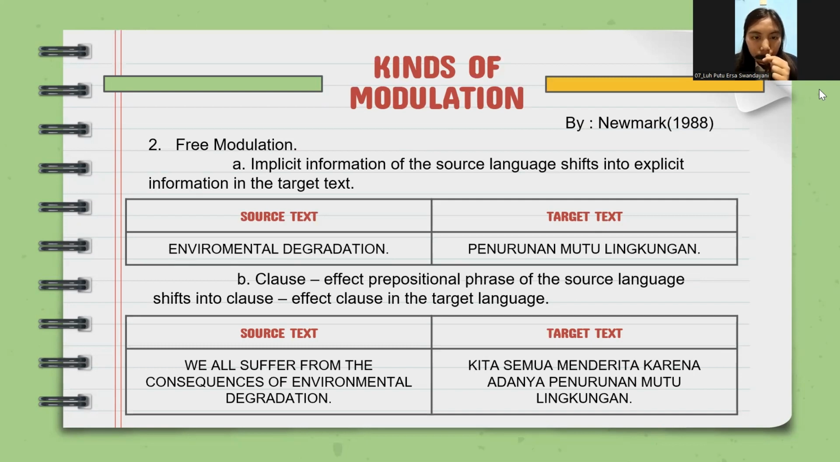And the type number two is cause-effect prepositional phrase of the source language shifts into cause-effect clause in the target language. For example, in the source text is "we all suffer from the consequence of environmental degradation." In the target text is "kita semua menderita karena adanya penurunan mutu lingkungan." Next slide, please.